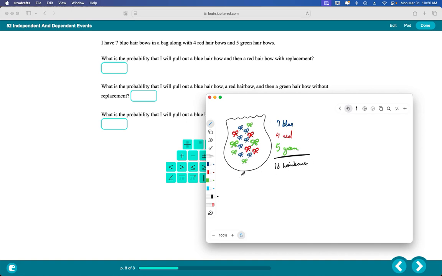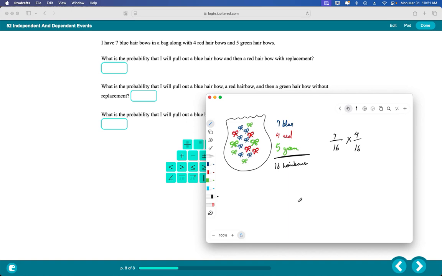All right, here's our scenario. What is the probability that I will pull out a blue hair bow and then a red hair bow with replacement? This means that I'm going to put the blue one back in before I draw the red one. So if there are 7 blue ones out of 16, right, that's when I pull the blue one. That's my chance of pulling a blue. I have 7 blue bows out of the total of 16. Now I want to draw a red one. There are 4 red ones out of 16.